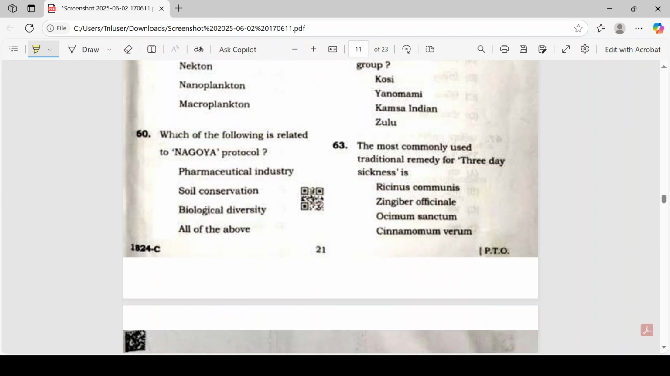Question number 59. Organisms living on the bottom of the sea, lake and deep water bodies are called as benthos. So correct answer here will be option number A. Question number 60. Which of the following is related to Nagoya Protocol? All of the options are correct over here. Pharmaceutical industry, soil conservation, and biological diversity. So yeah, the correct answer over here will be all of the above.